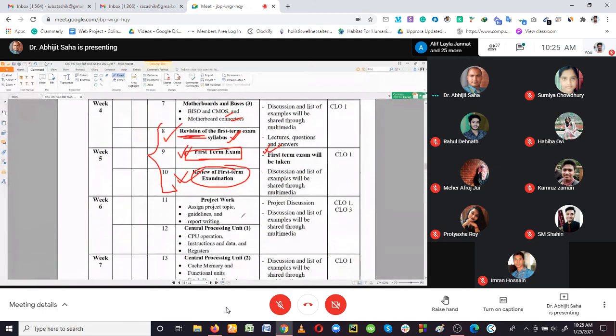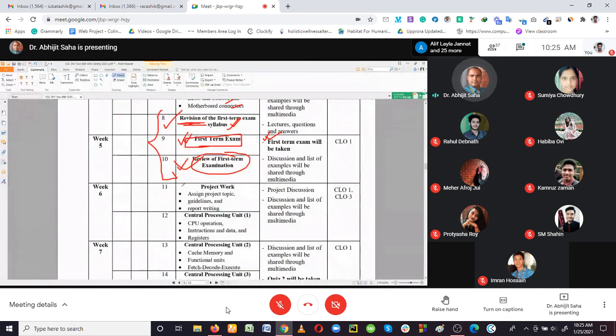Next, after the exam review, we are going to talk about the project work. That is where CLO 3 comes in: assigned topics, project topic, guidelines, and report writing. These are the three things we are going to discuss. The group-wise topics are going to be assigned to you, and on the same day we are going to discuss the guidelines, how you are going to do the project. I have already explained it to you, but I will explain in more detail at that time, after assigning the project.